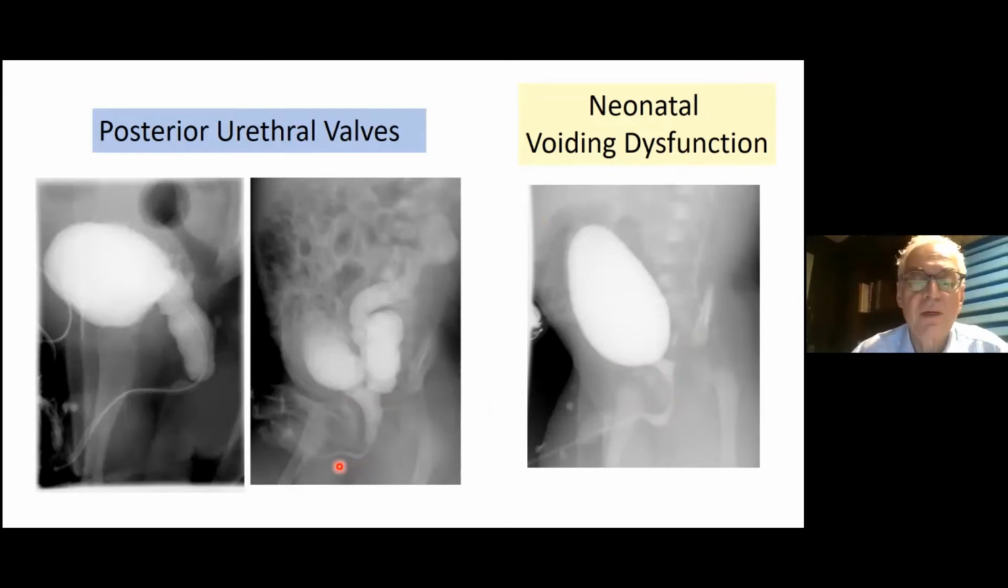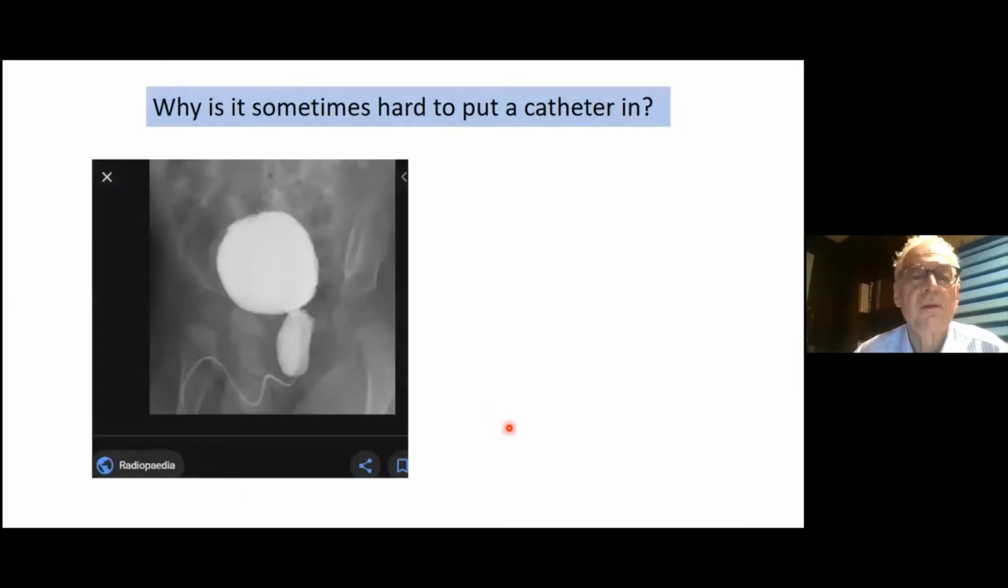Okay, let's see if I can get this here. Okay, so why is it hard to put a catheter in? Because sometimes we do struggle getting a catheter. A lot of residents struggle getting a catheter in. And I think the issue is not the valves itself, and it's not that there's a narrow bladder neck. I think the bladder neck is normal and you have this very dilated prostatic urethra. So the catheter gets lost in here.